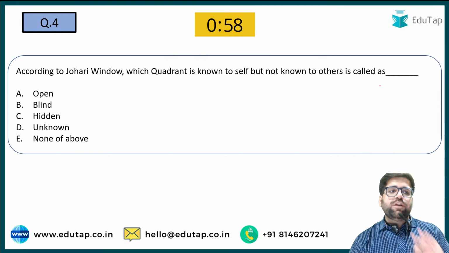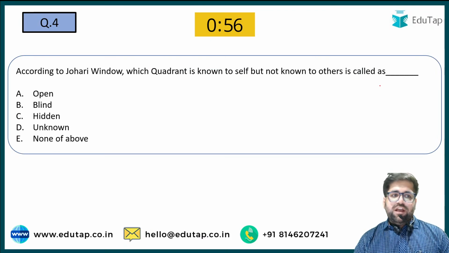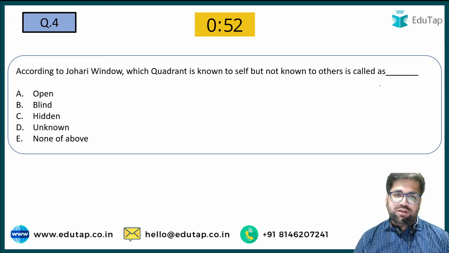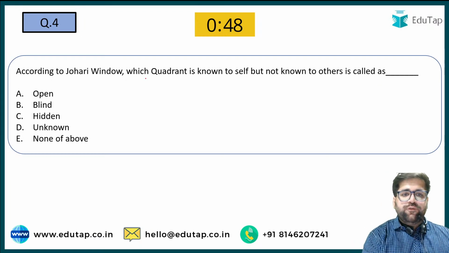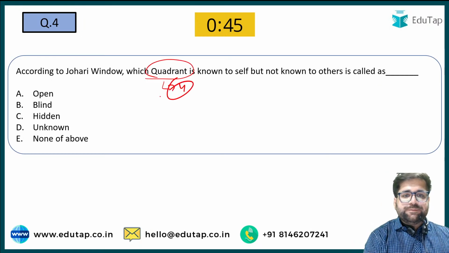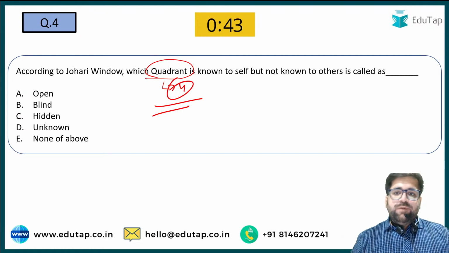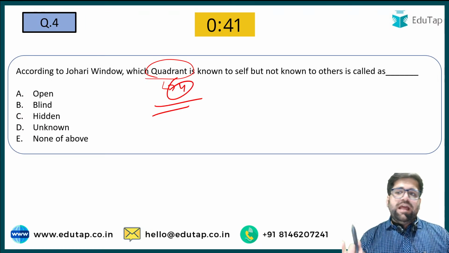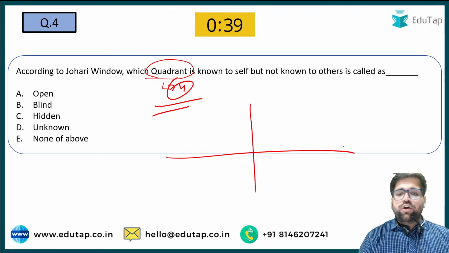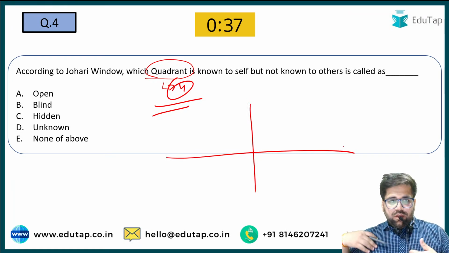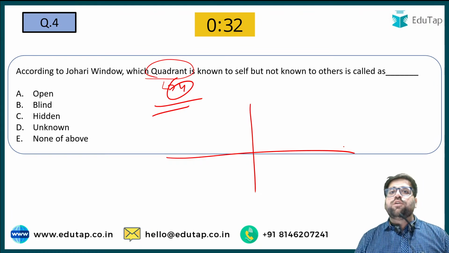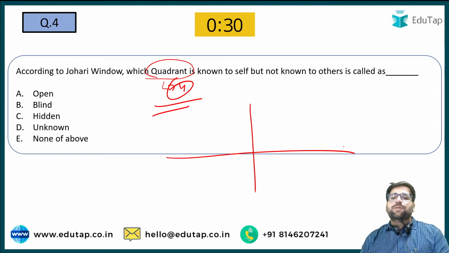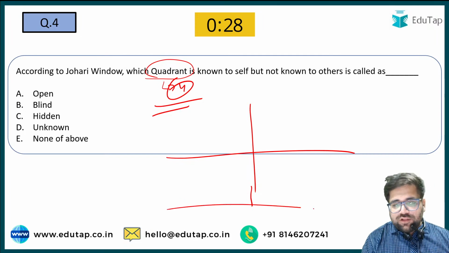Now we are coming to question number 4. This is a very good question. If you don't know anything regarding the Johari window, then you cannot solve this question. According to the Johari window, which quadrant is known to self? We all know that there are 4 quadrants, and one is known to self but not known to others. You have to identify the quadrant wherein the information is known to self but not known to others. यानी वो आपको पता है but दूसरों को नहीं पता है. So the Johari window is a very important concept.